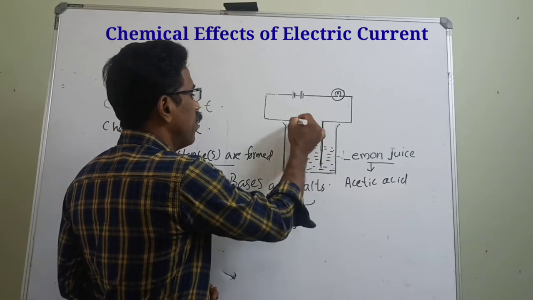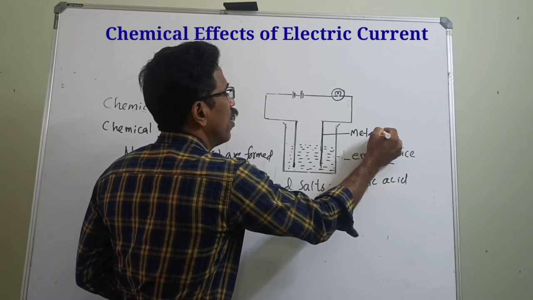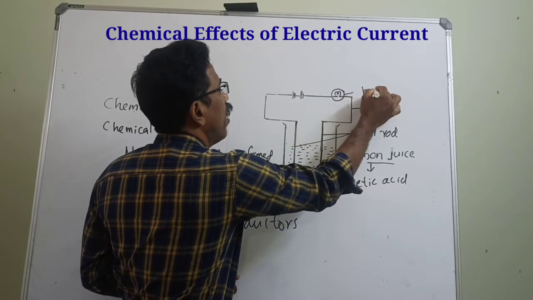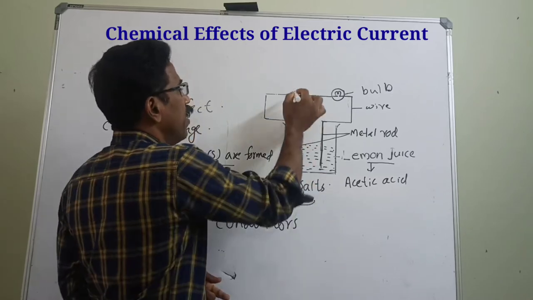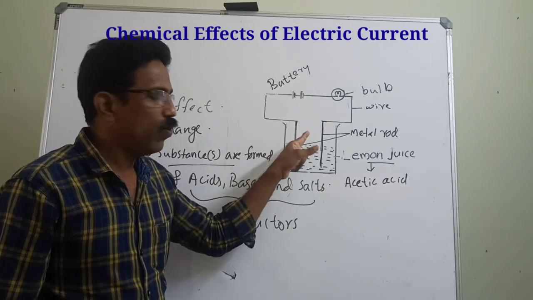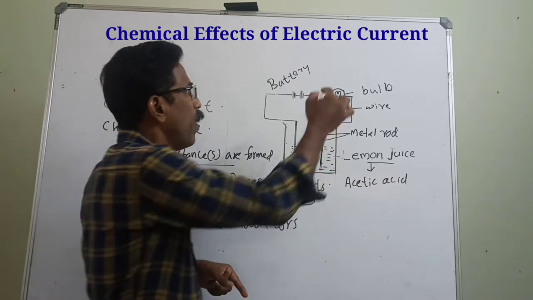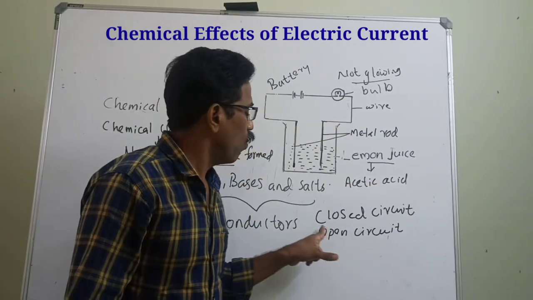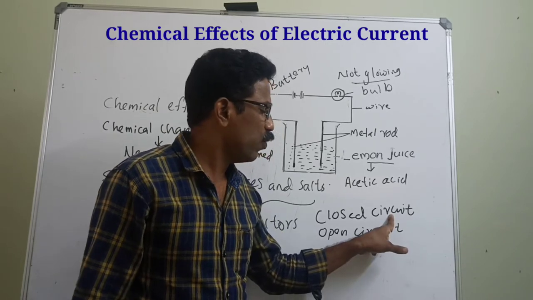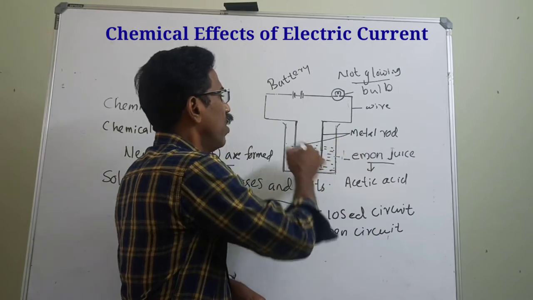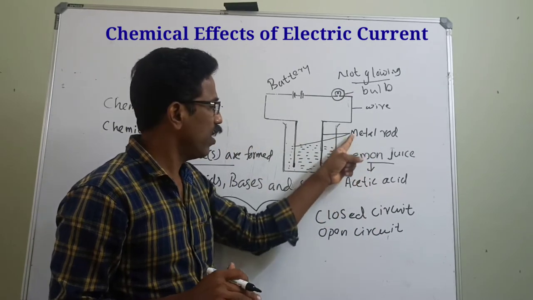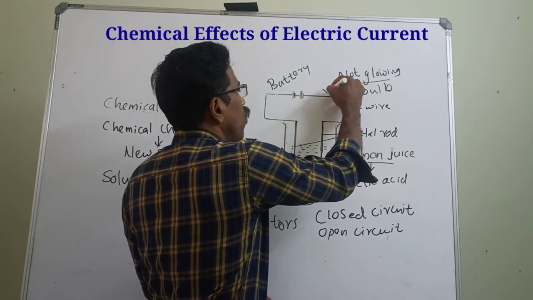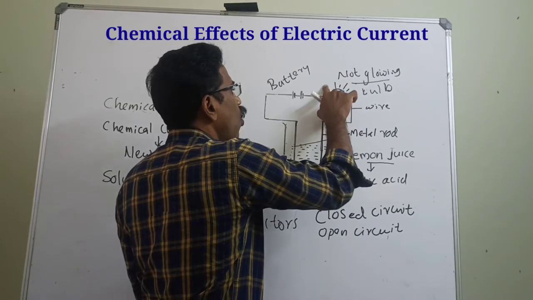In this arrangement you can see we have taken a beaker containing lemon juice and two metallic rods are dipped here. So these are two metal rods and it is connected externally by using a wire, and here there is a bulb and here there is a battery. Even though electricity is passing through lemon juice, the bulb is not glowing. Why is the bulb not glowing in this? You have studied closed circuit and open circuit. The closed circuit means electricity passes through this circuit. Even though it's a closed circuit and electricity passes through the circuit, the bulb is not glowing. If the bulb glowed, we could denote it like this. But here it is not glowing.